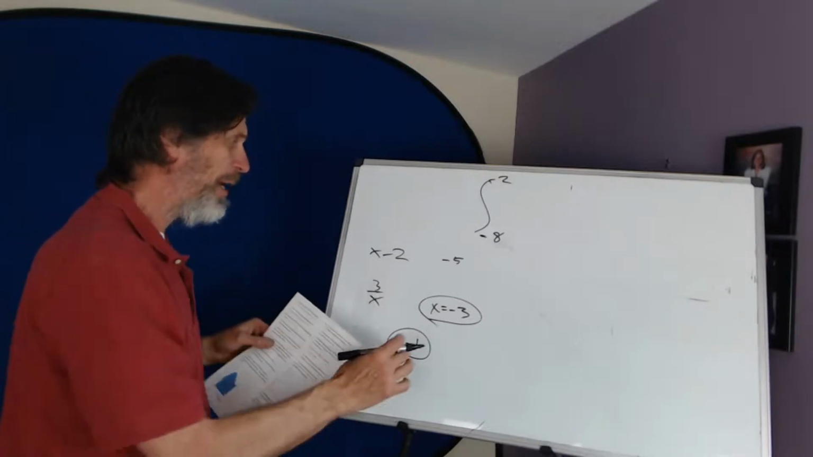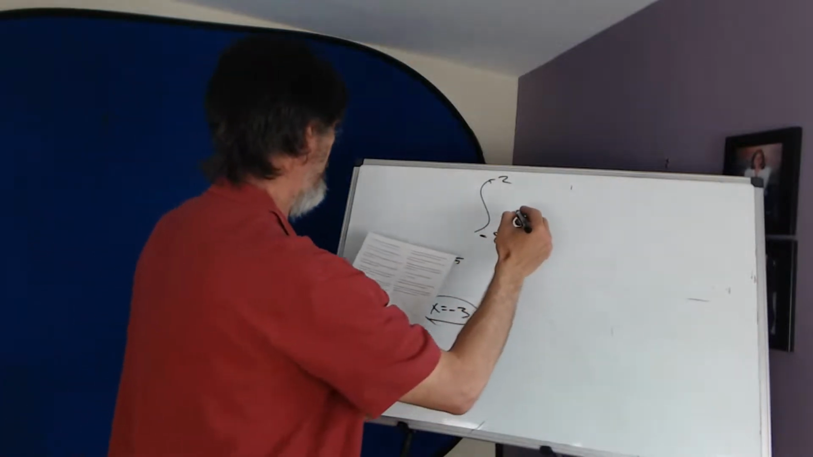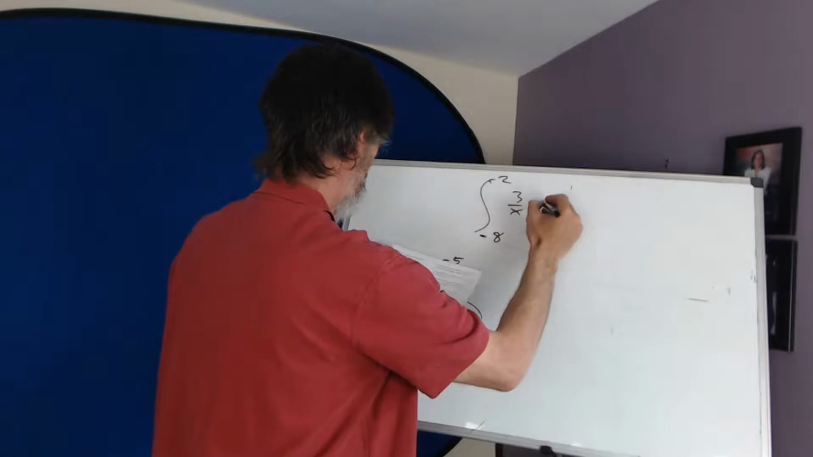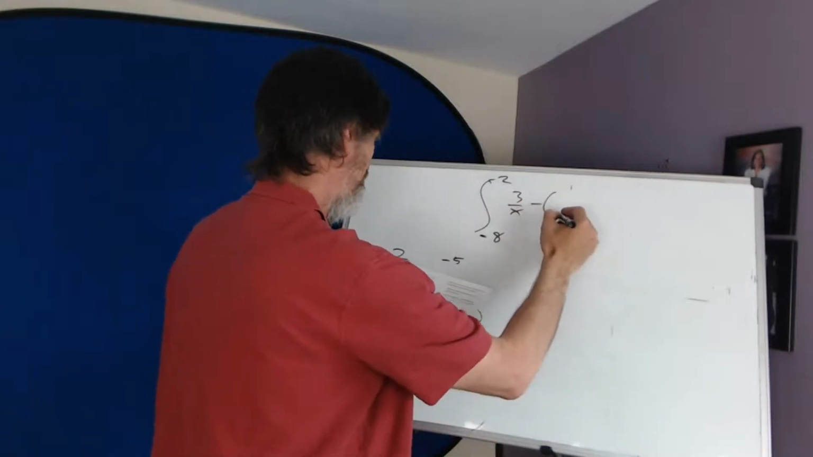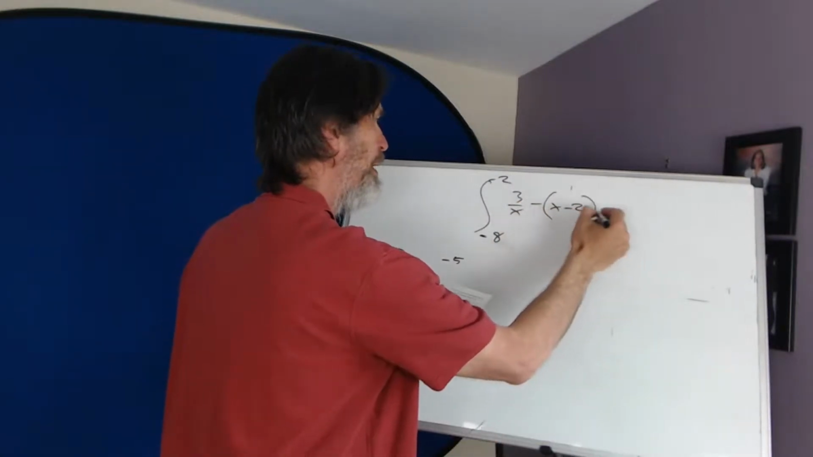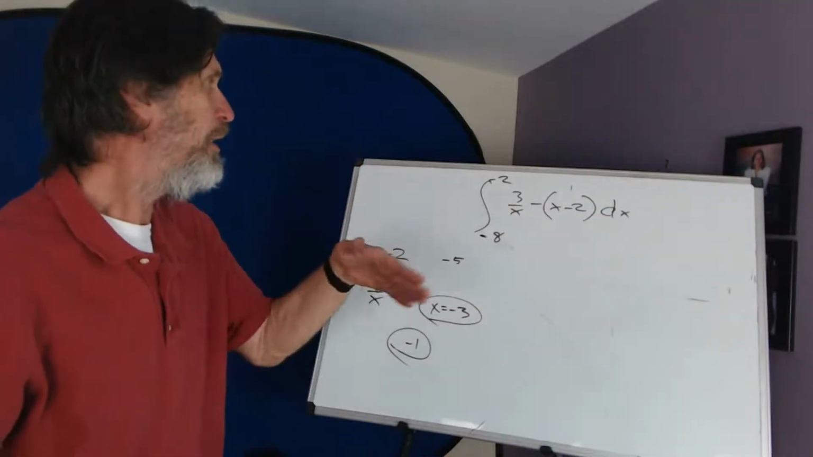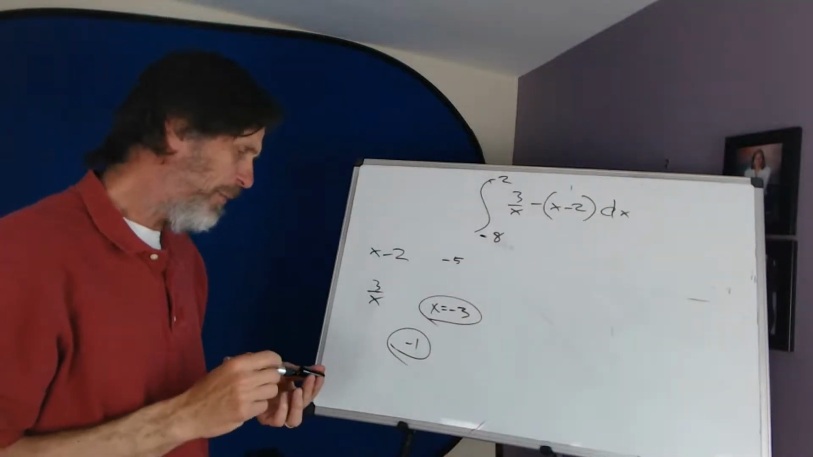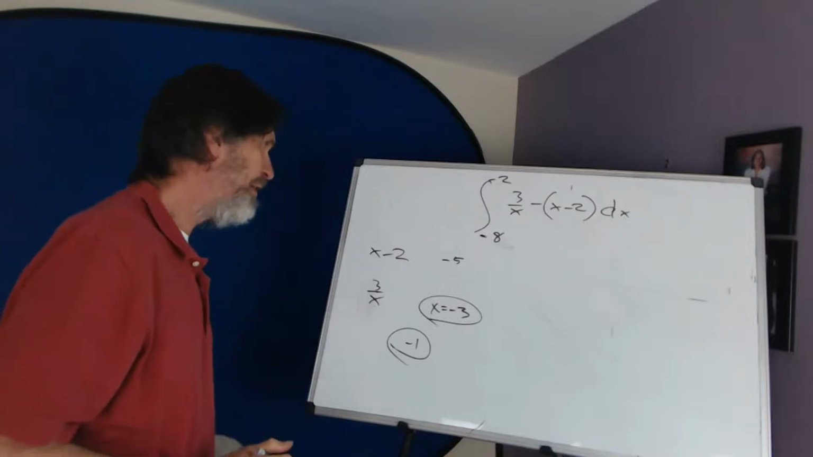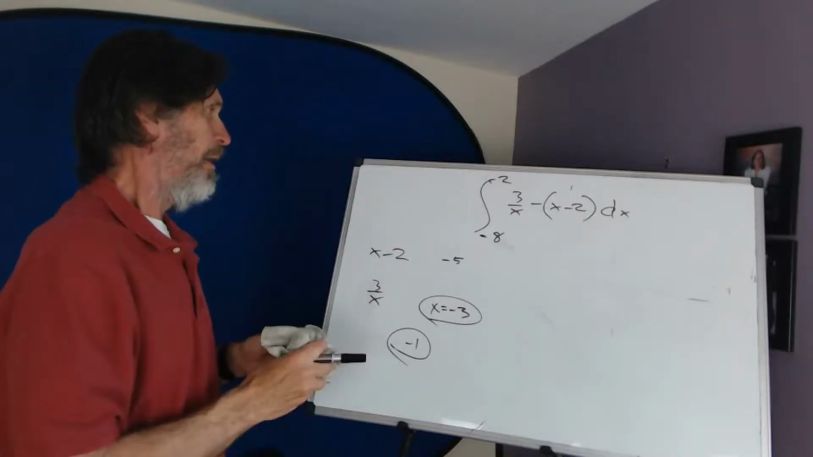So now it's my bigger minus smaller. 3 over x minus, in parentheses, x minus 2 dx. I'm going to carry this one a little further than the last because there's a couple steps here that I want to make sure everyone catches. Okay.